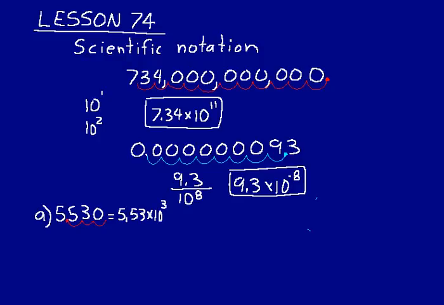10 to the third is 1,000, so basically we're saying 5.53 times 1,000. These are equal quantities. It just looks different. 5.53 times 10 to the third looks different than 5530, but of course they're the same number.